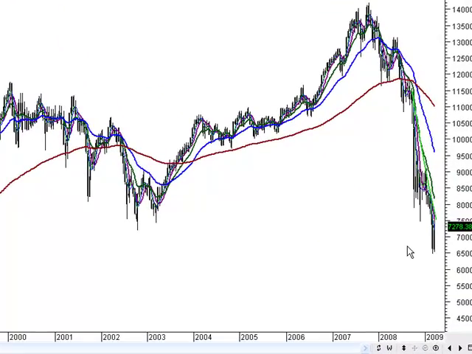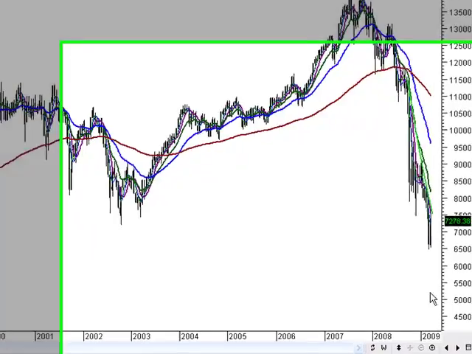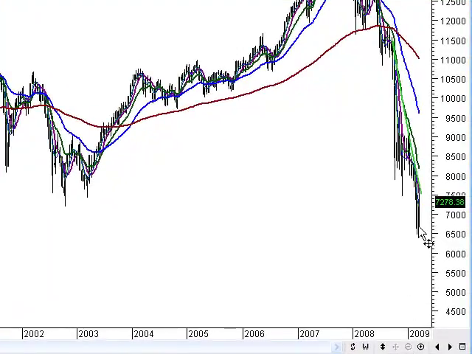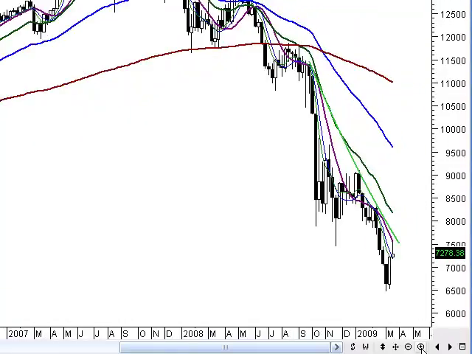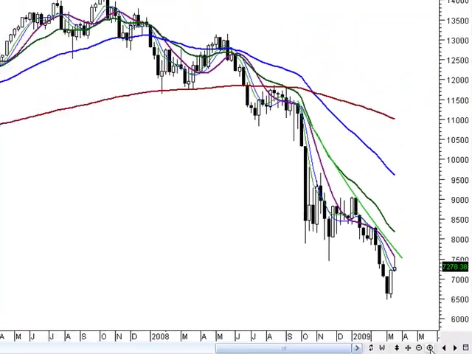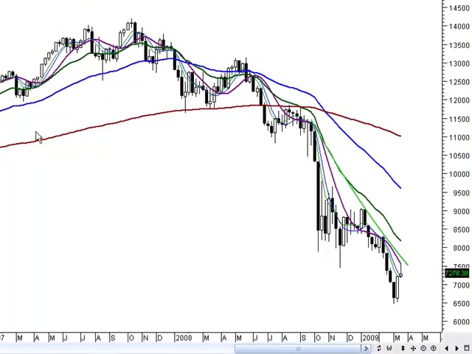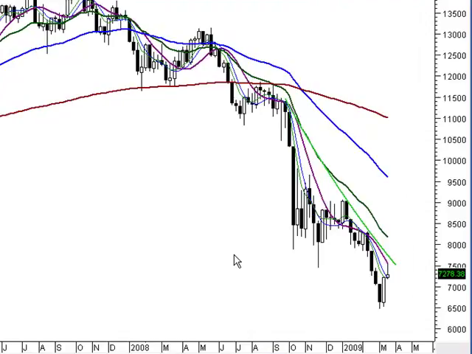Okay, here I adjusted it a bit. I went back to 1995. I know it looks scrunched up, but that way you can see the whole chart right there. And I'll expand it for you. And that gives you a little better picture of where we've been, how we've traveled on a weekly basis.